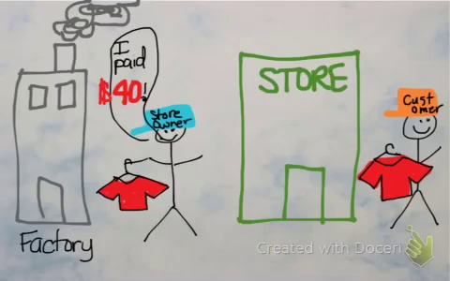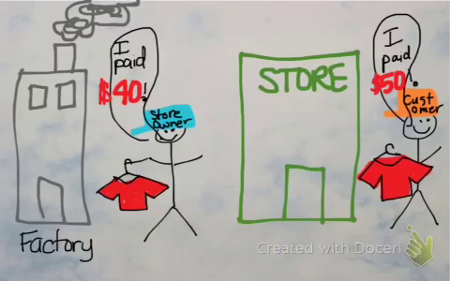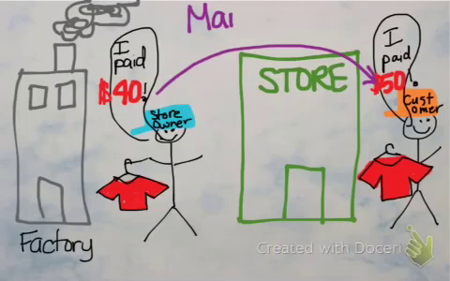So when the store owner buys the shirt, he pays a certain amount. In this case, he paid $40. And then he's going to mark it up when he sells it in his store, so the customer is going to pay more. The customer will pay $50. We call that a markup, and in this case, the markup was $10.